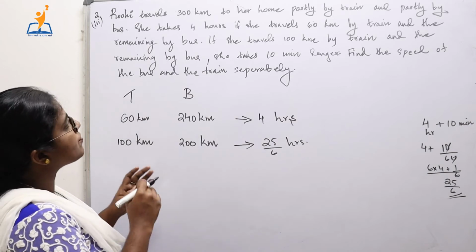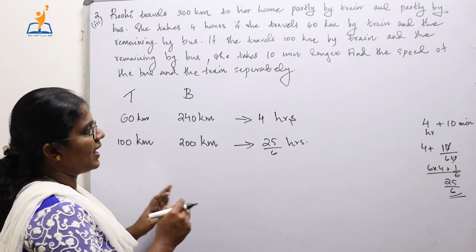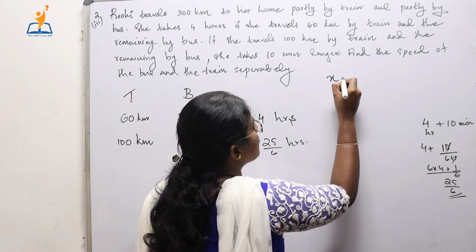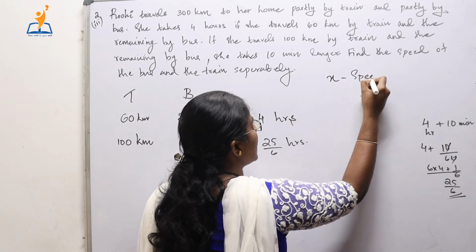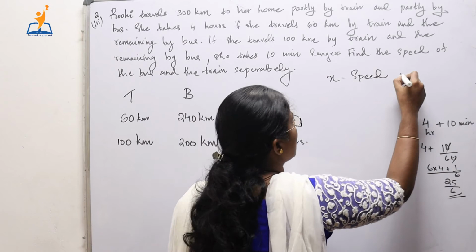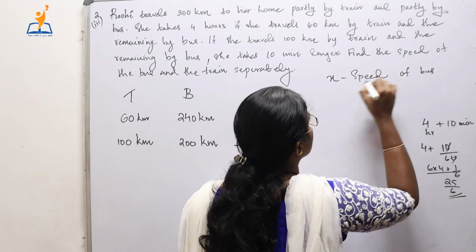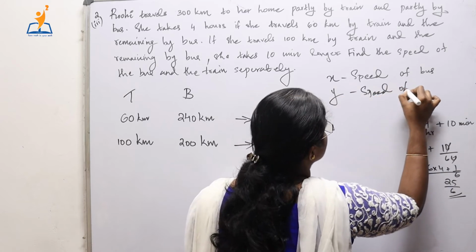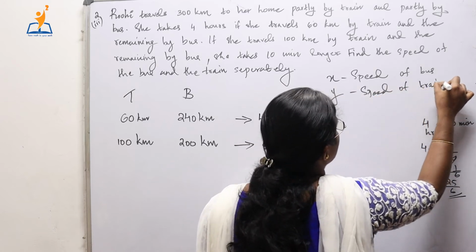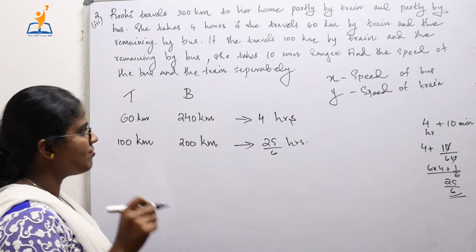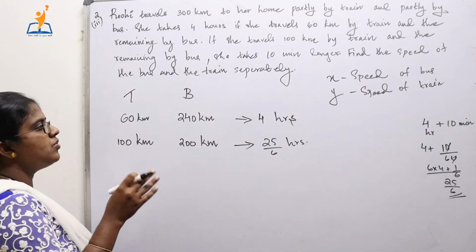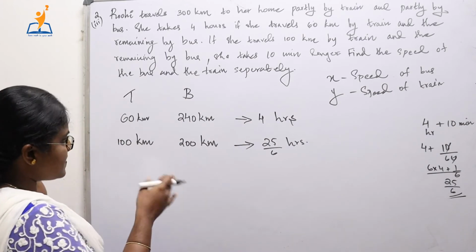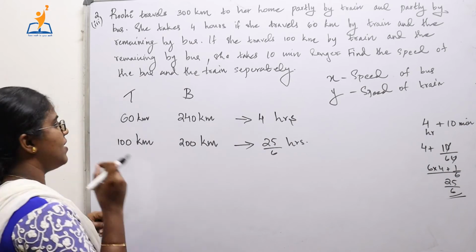Find the speed of the bus and the train separately. So we are taking variables for the unknown values, that is speed of bus and speed of train. So let x be the speed of bus and y be the speed of train. Now we are going to derive some equations from the conditions given.